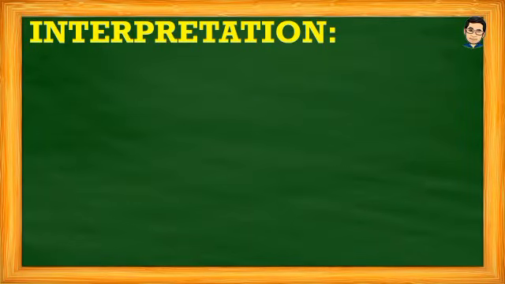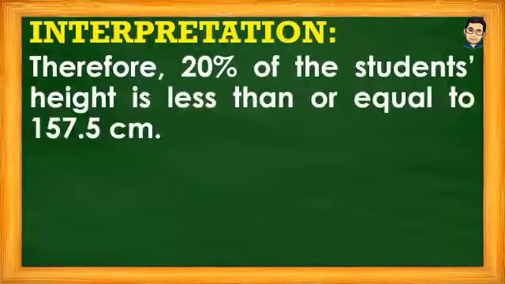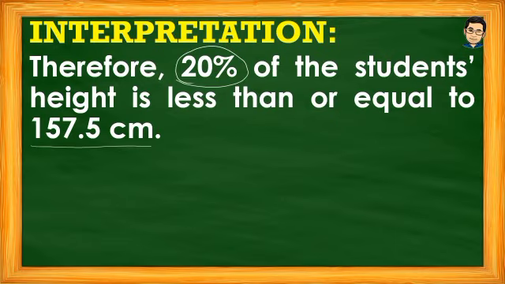Now, to interpret the result, therefore, 20% of the students' height is less than or equal to 157.5 centimeters. So, since D sub 2 yung ating hinanap na value, that is why we used 20%. So, ibig sabihin, there are 20% of the students, yung students population natin, na kung saan yung height nila is less than or equal to 157.5 centimeters.